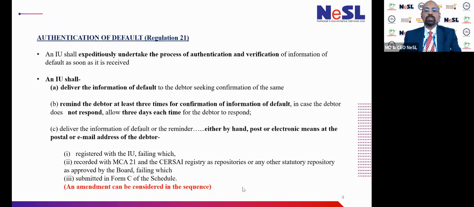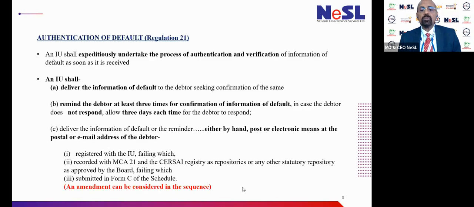So regulation 21 is very important, and it provides for a process for the authentication of information of default. Any information which is submitted, you will of course expeditiously take up the process of authentication and verification of information of default. And how is this to be done? It will deliver the information of default to the debtor seeking confirmation of the same. And then it has to remind the debtor at least 3 times for confirmation of information of default. In case the debtor does not respond, allow 3 days each time for the debtor to respond.